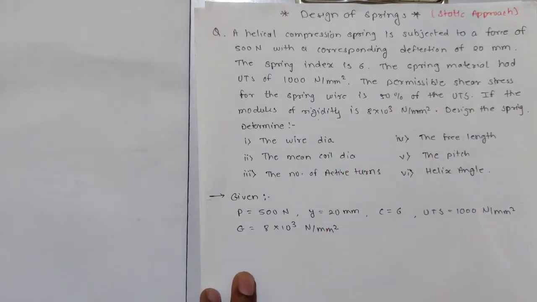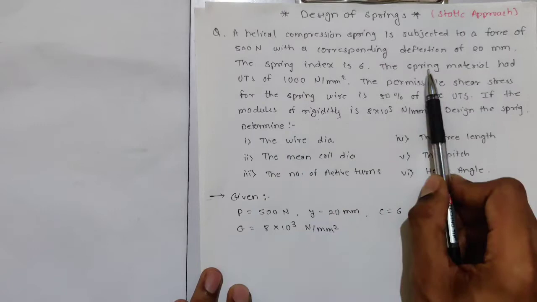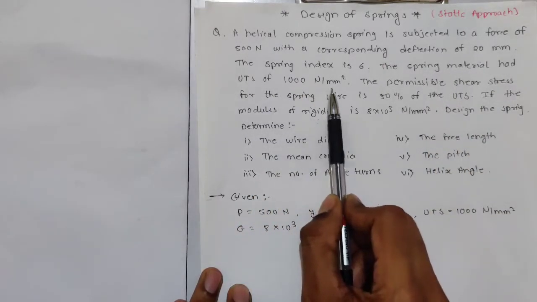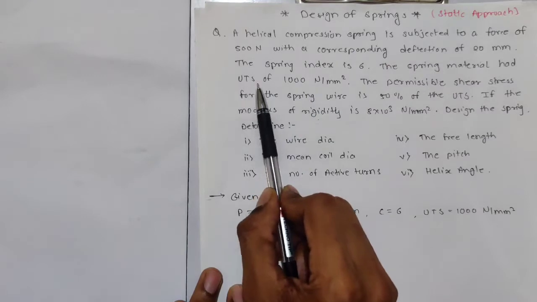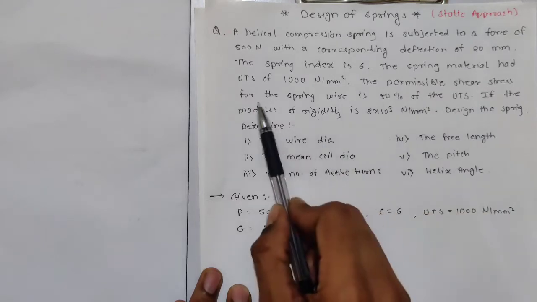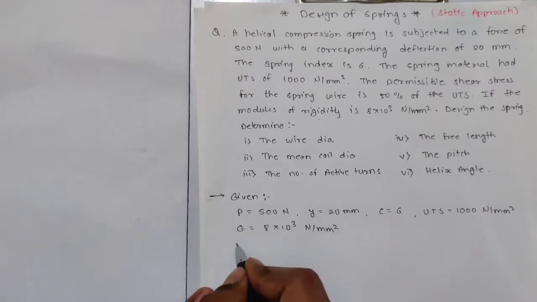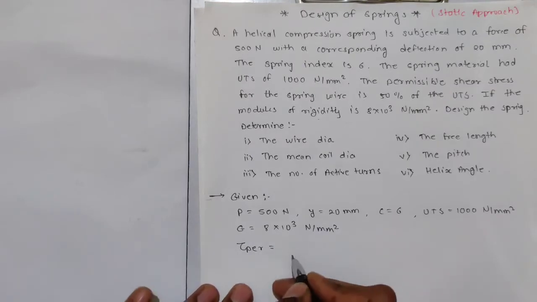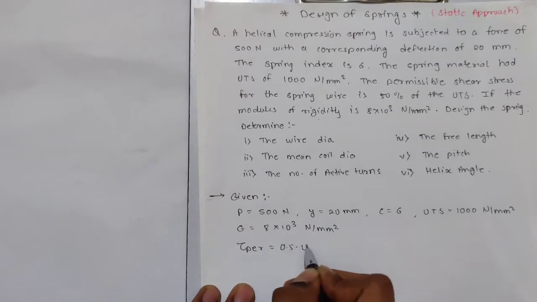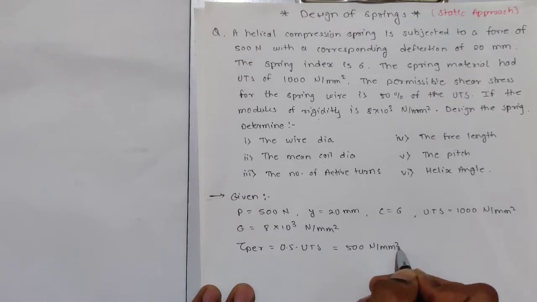Sometimes the spring index is not given. You know that the spring index varies from 4 to 12. You can consider any, but try to use 5 or 6. The spring material has a UTS of 1000 Newton per mm square. So the ultimate tensile strength is given as 1000 Newton per mm square. The permissible shear stress for the spring wire is 50% of the UTS. So sigma permissible is equal to 0.5 of UTS, which is nothing but 500 Newton per mm square.